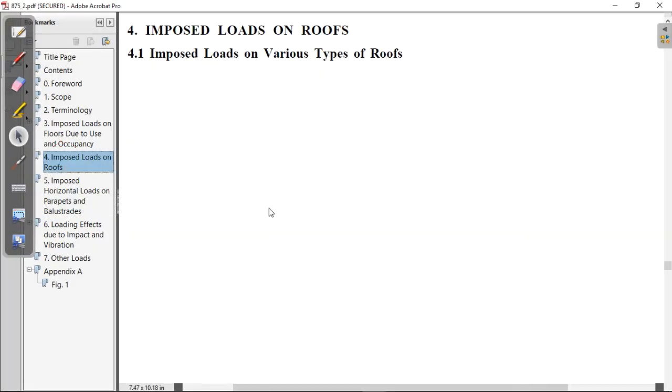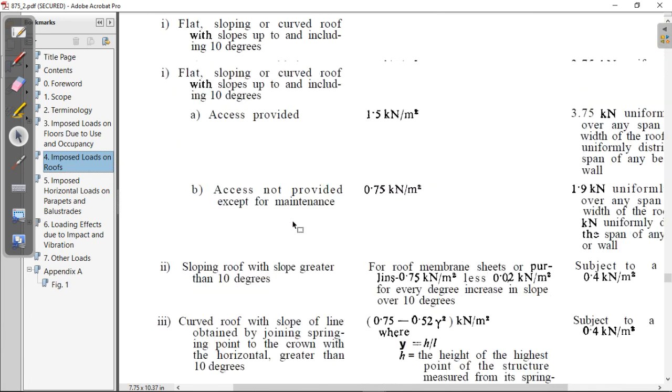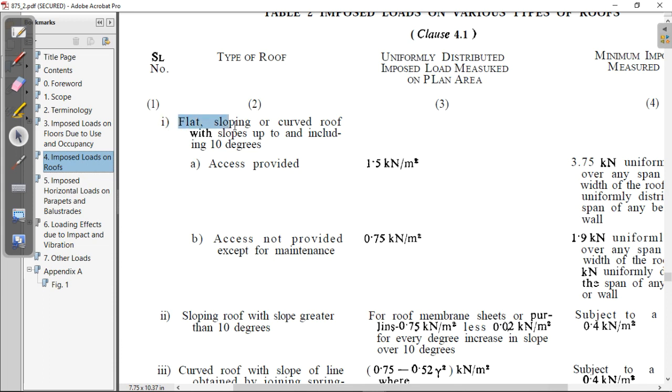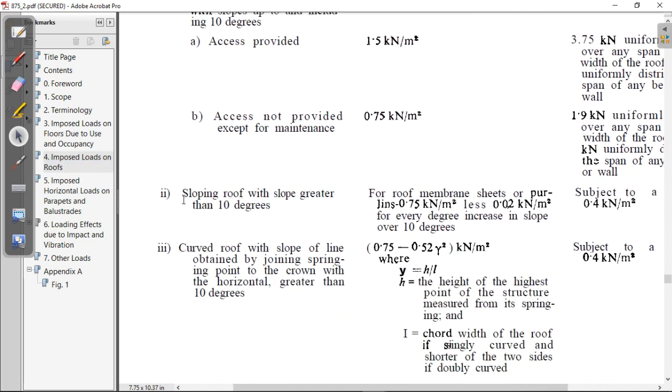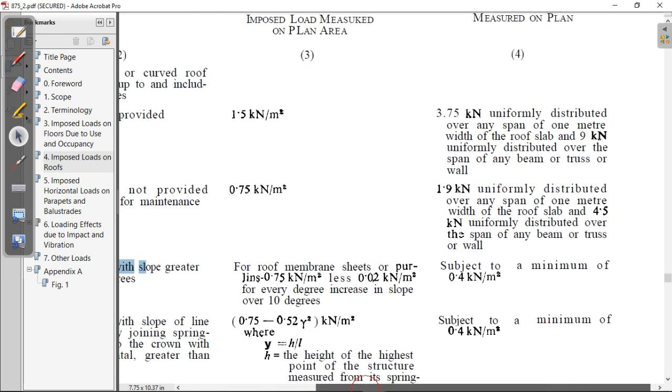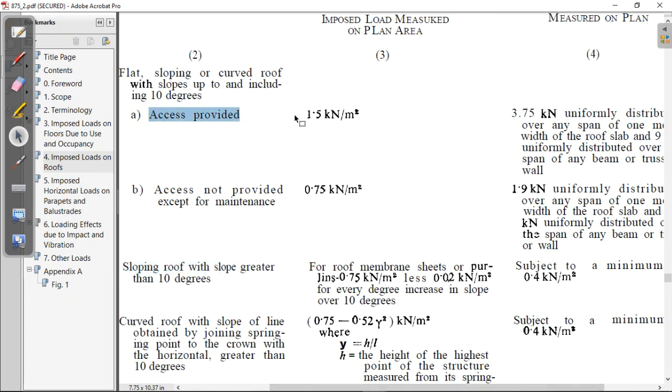So you can see the imposed loads on various types of roofs, where you can see the flat or sloping roof, curved roof with slopes up to 10 degrees is 1.5 kilonewton per meter square, and sloping roofs with a slope greater than 10 degrees is 0.75 kilonewton per meter square when access is provided. Here, the access is provided, and the maximum live load is 1.5 kilonewton per meter square. So there is no load which is more than this, so we are considering this.